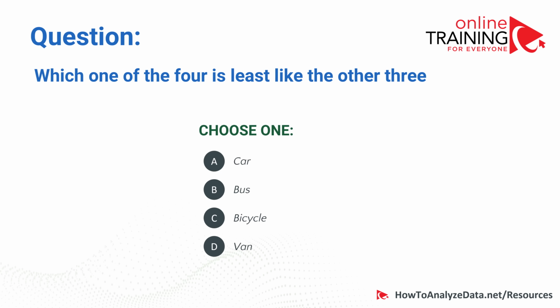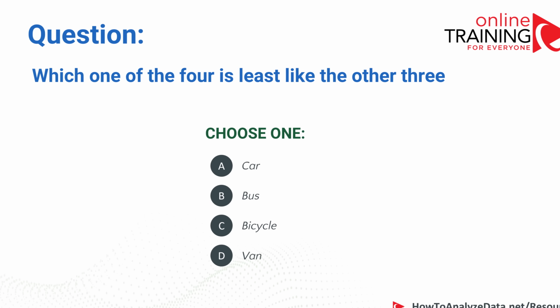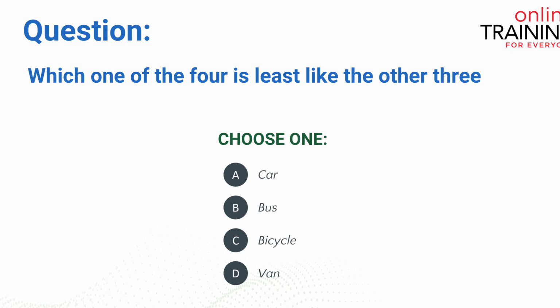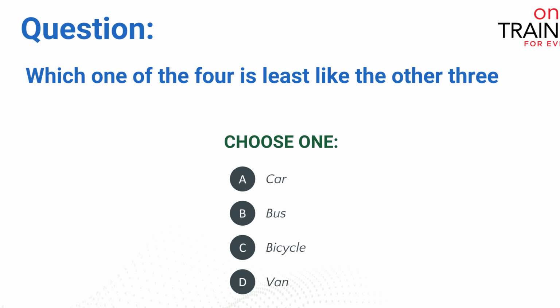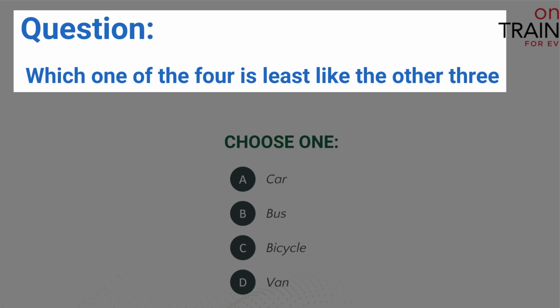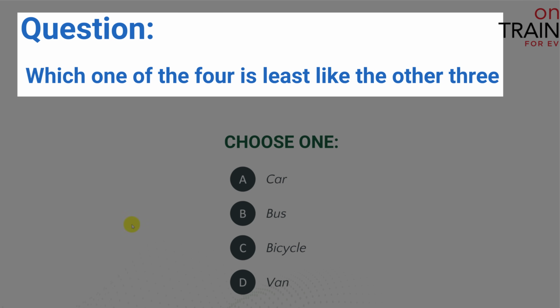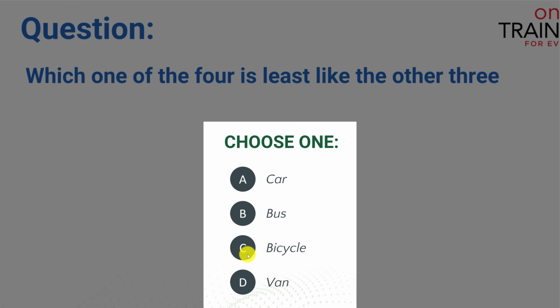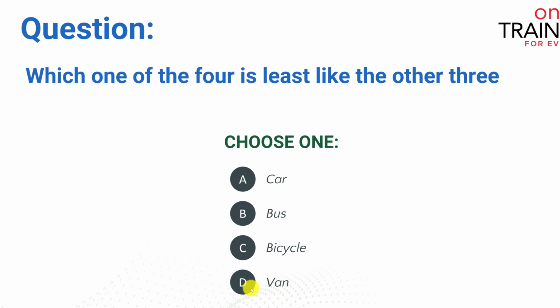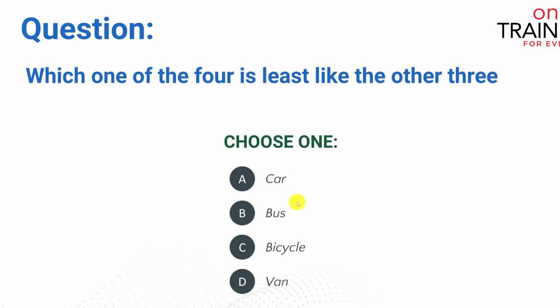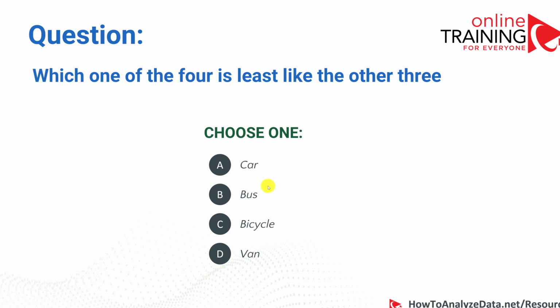Let's look at the question, which tests your knowledge of logical reasoning, which is very frequently used as part of psychometric tests and aptitude tests. Which of the 4 is least like the other 3? And you have 4 choices: car, bus, bicycle, and van. Multiple different options here. You can arrange all these items by size, by weight, or maybe by something else. Do you think you know the answer?